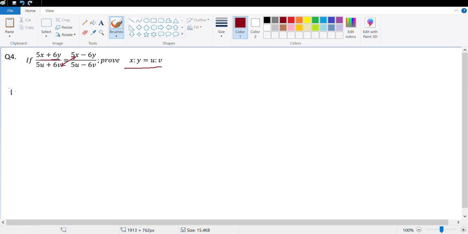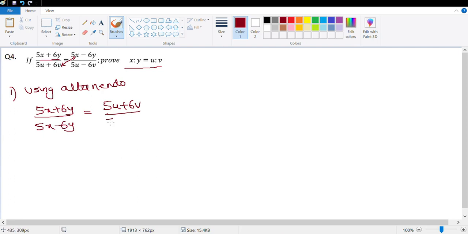So using alternando, what we get is 5x plus 6y upon 5x minus 6y is equal to 5u plus 6v upon 5u minus 6v. I hope you realize in the last couple of questions, we've been given x upon y is equal to u upon v, and we've been trying to prove this. This time it's the reverse, which means what we used to get has been given and what we need to prove is x upon y is equal to u upon v. Again, the properties still remain the same: invertendo, alternando, componendo, dividendo, and componendo and dividendo.